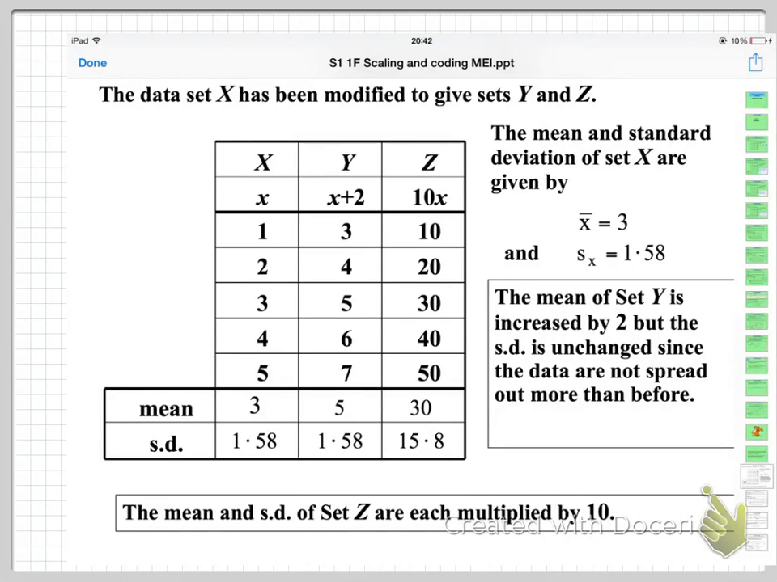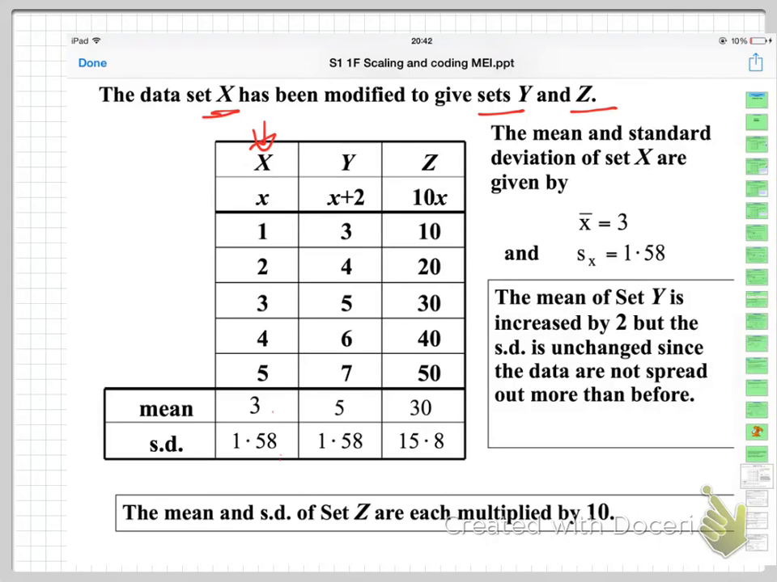Right, let's look at scaling and coding. Suppose we have a data set X, and this data set is modified to give us some new sets. Let's call them Y and Z. Here's X over here, and it's 1, 2, 3, 4, 5. The mean is 3, and the standard deviation is 1.58.